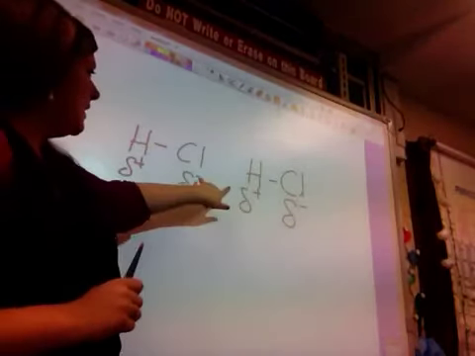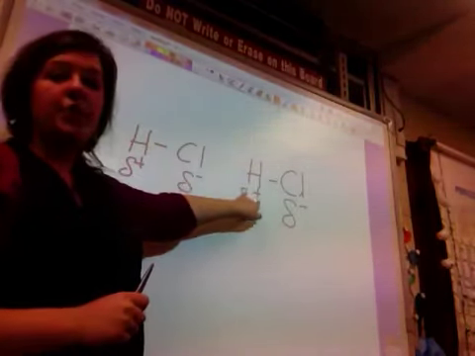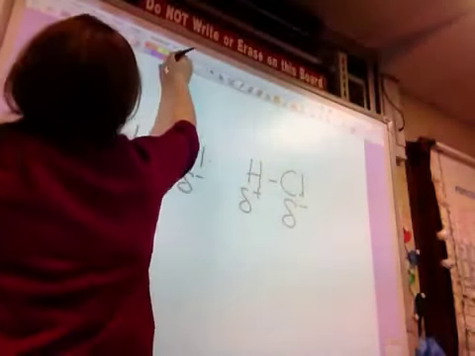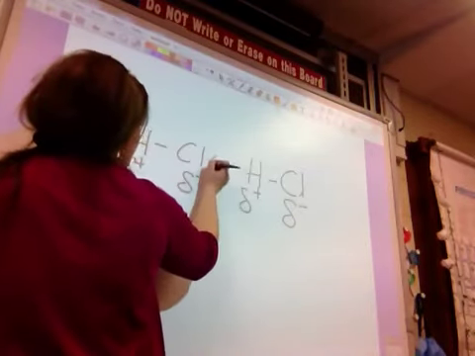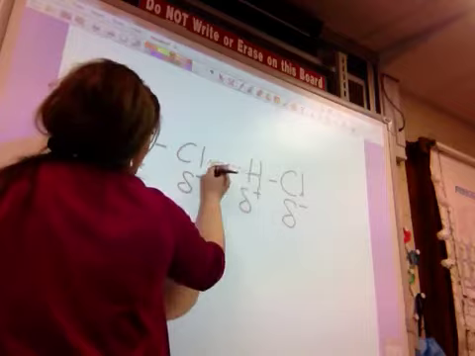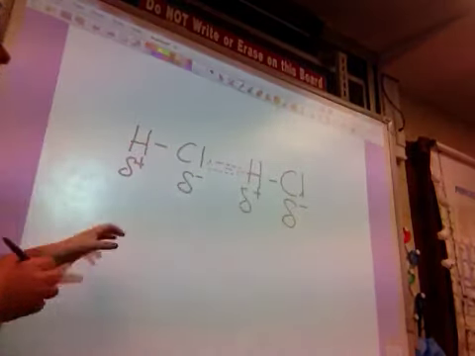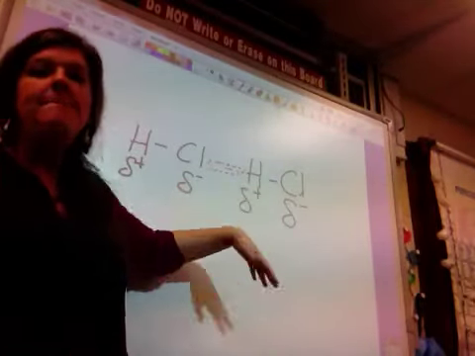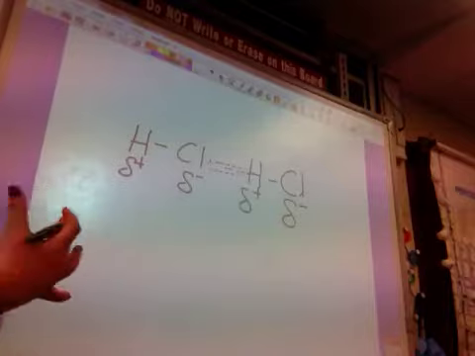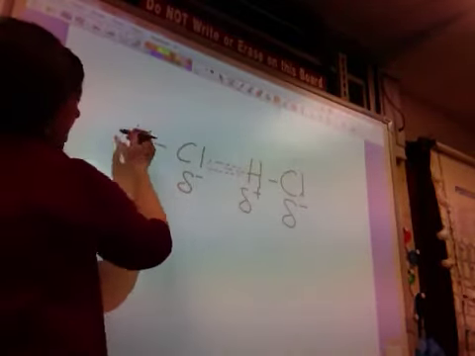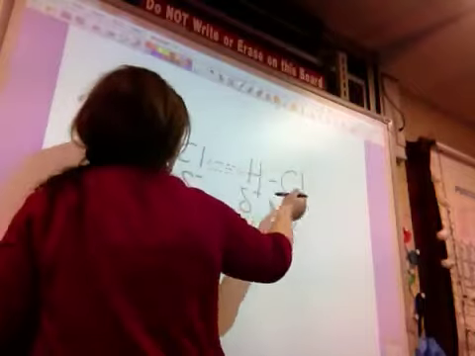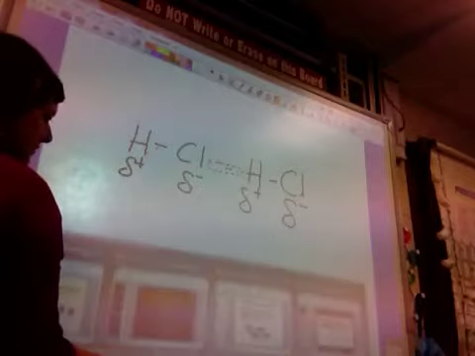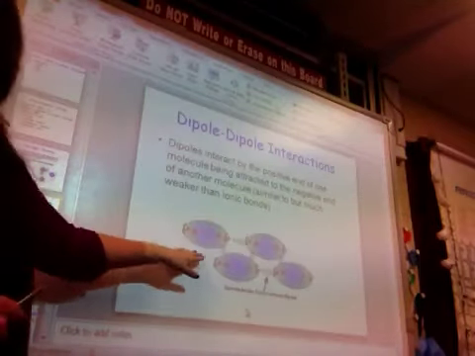Look right here. I have a partial positive really close to a partial negative of a totally different compound. So right here is where we would say there's some type of dipole-dipole interaction, because this partial negative is really, really close to this partial positive of a totally different molecule. So that's dipole-dipole. I have one totally different molecule here that's attracted to another molecule because they are really close by opposite partial charges.